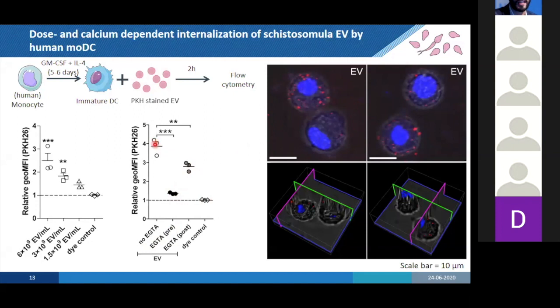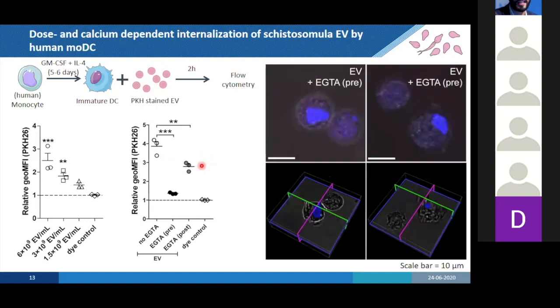So this difference between no treatment and the post-EGTA is what the EVs that were still bound and not taken up. And again, we also confirmed with confocal microscopy that indeed there were no EVs taken up by the cells anymore when you pre-treat with EGTA.